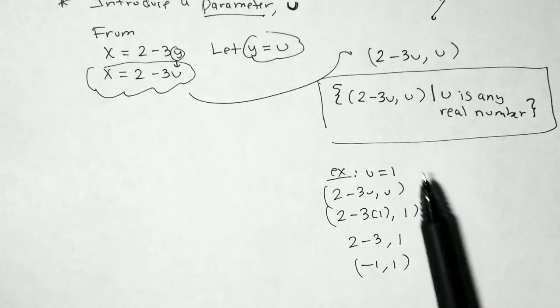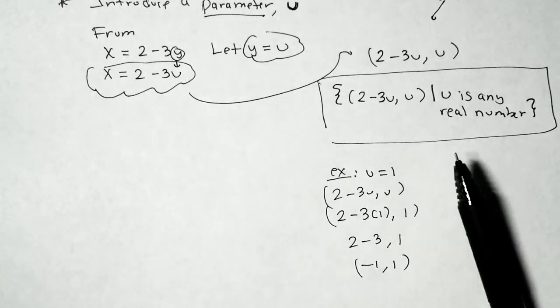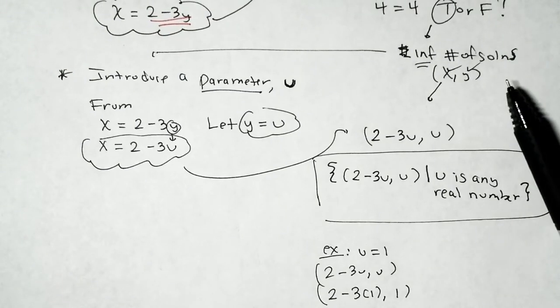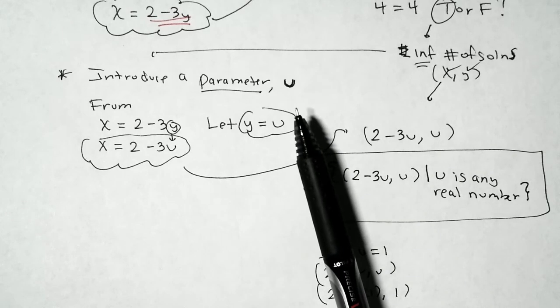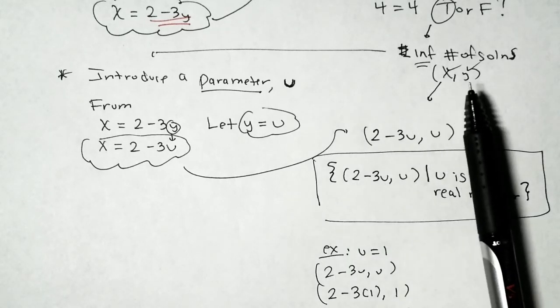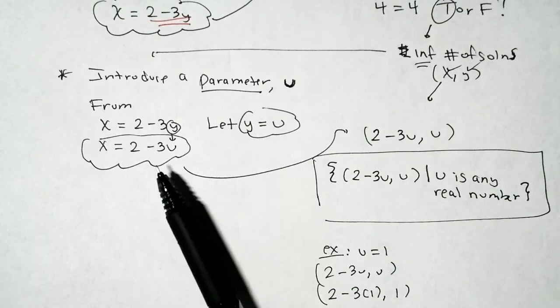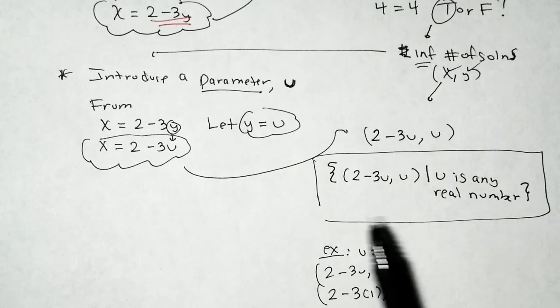But again, you don't have to show some solutions, just write the actual solution set. When the system has an infinite number of solutions, introduce your parameter, again, a new variable that can take any value. Write both x and y in terms of your parameter. Once you have x and y in terms of that parameter, then go ahead, write your answer in set builder notation.